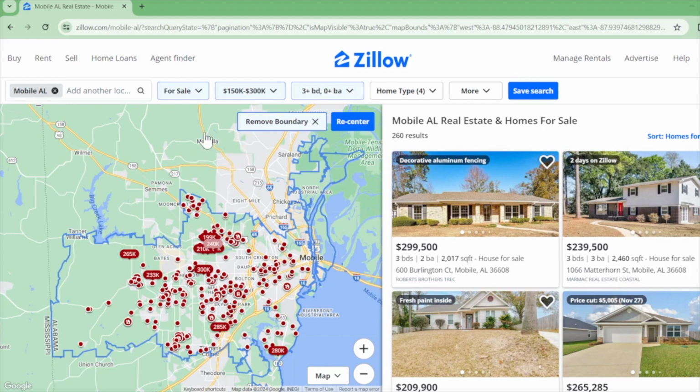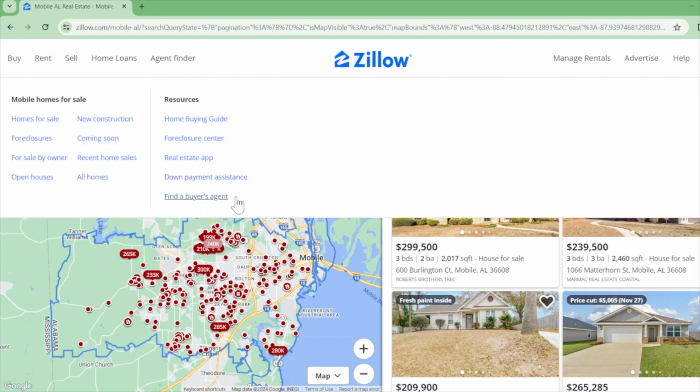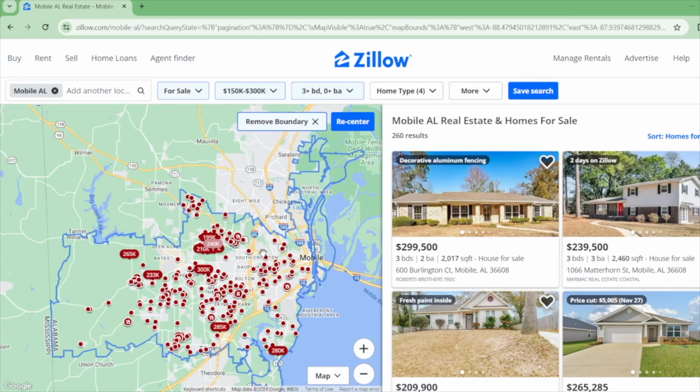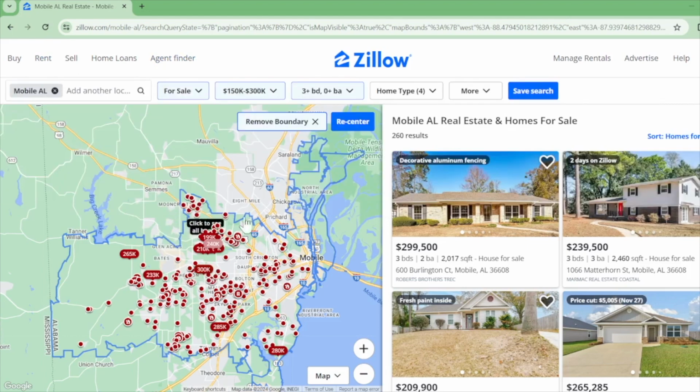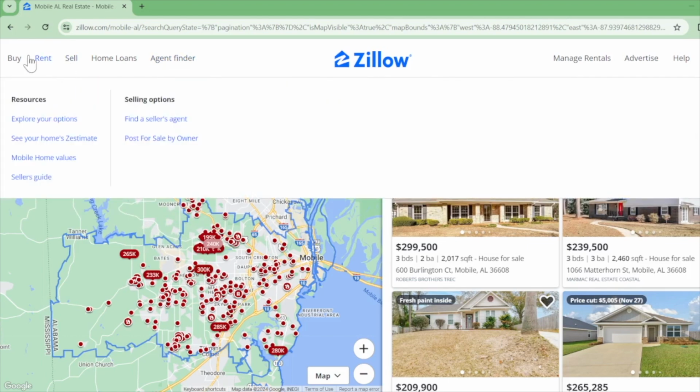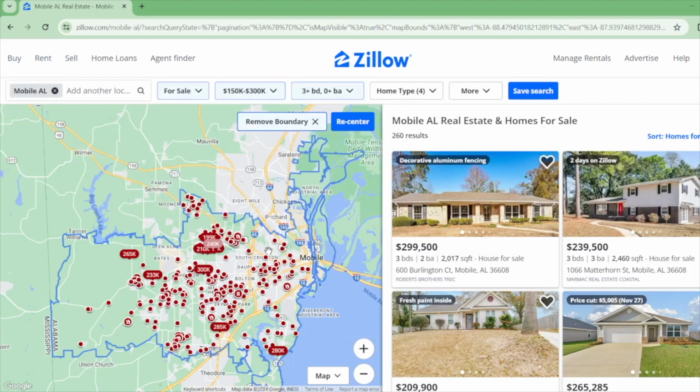Cool? All right. And again, we're looking at buying a home. If you had clicked or checked off rent up on the top, then it would have all the homes that were for rent. All right, but we're not looking to rent a home. We're looking to buy a home.